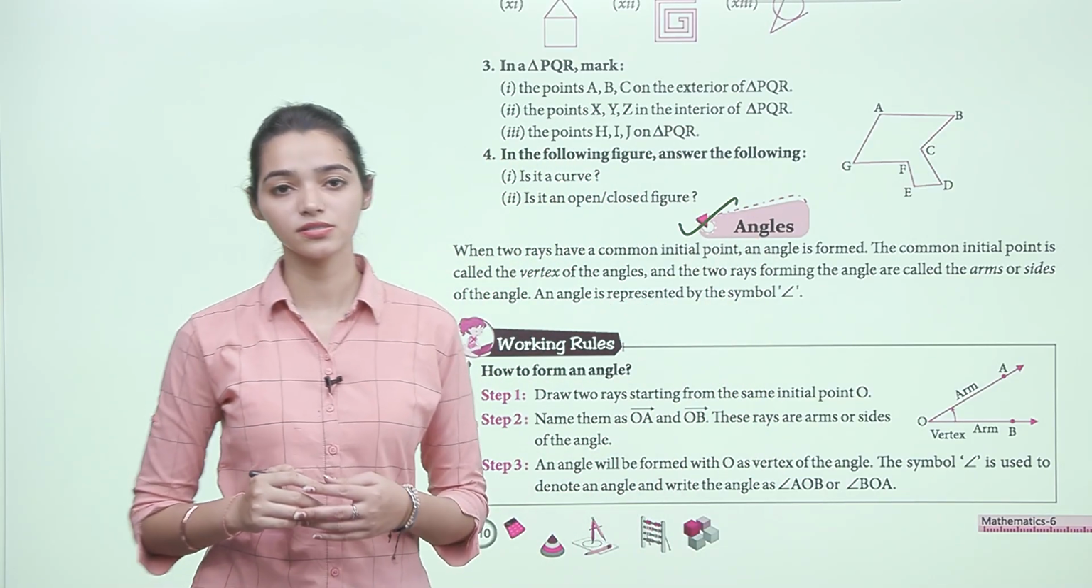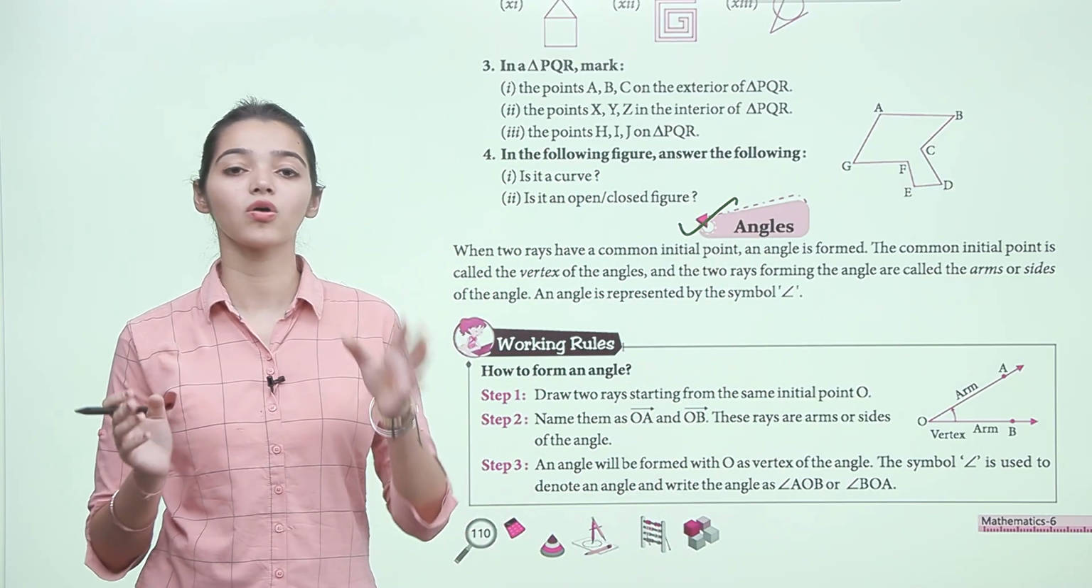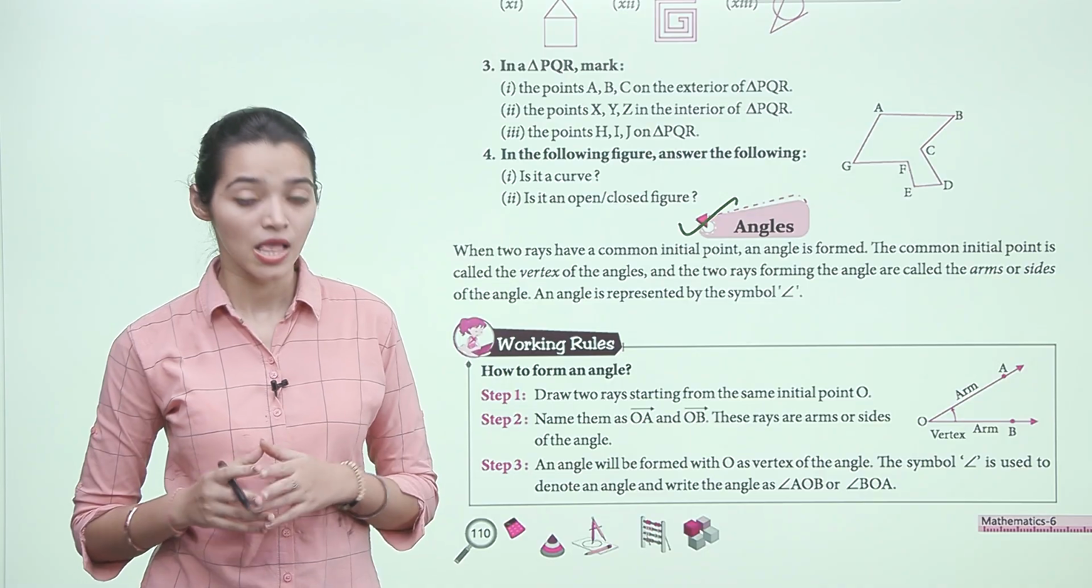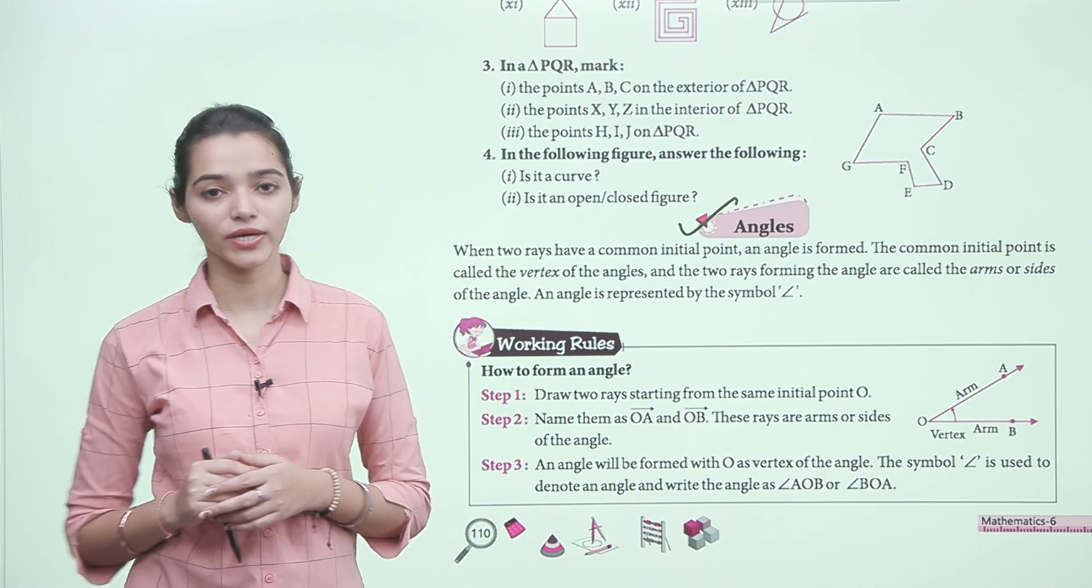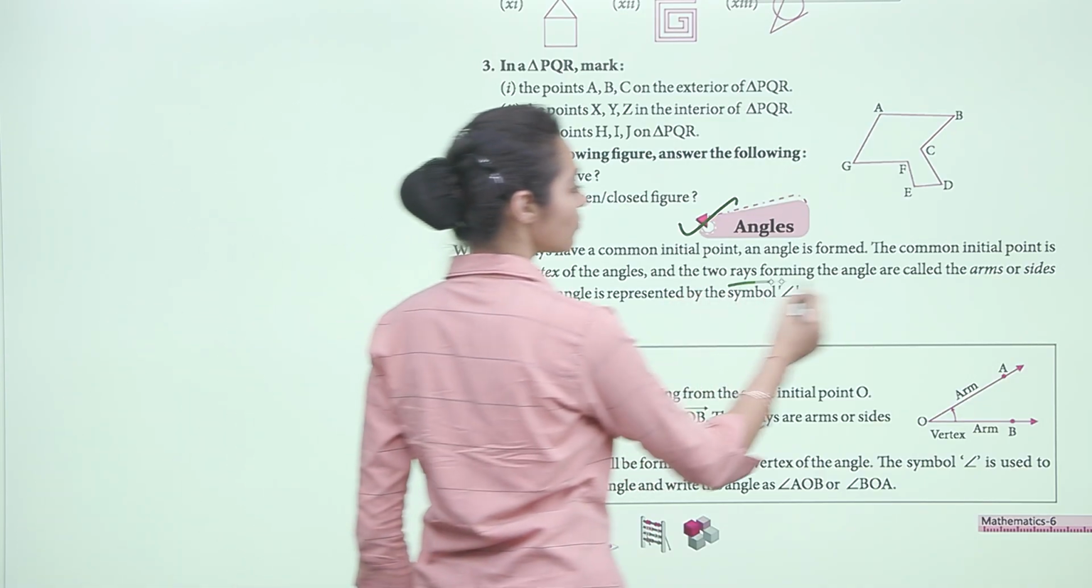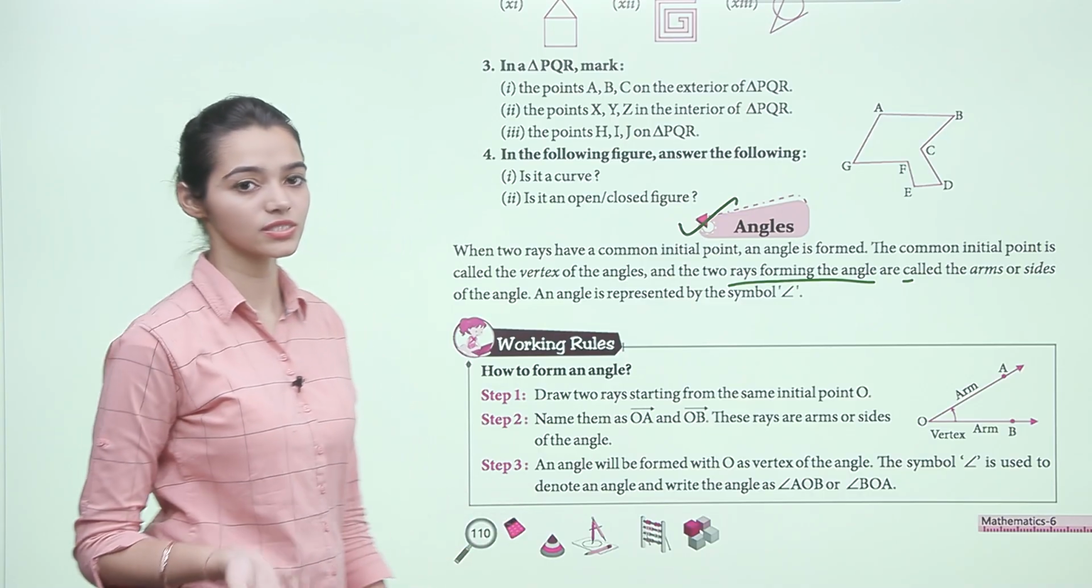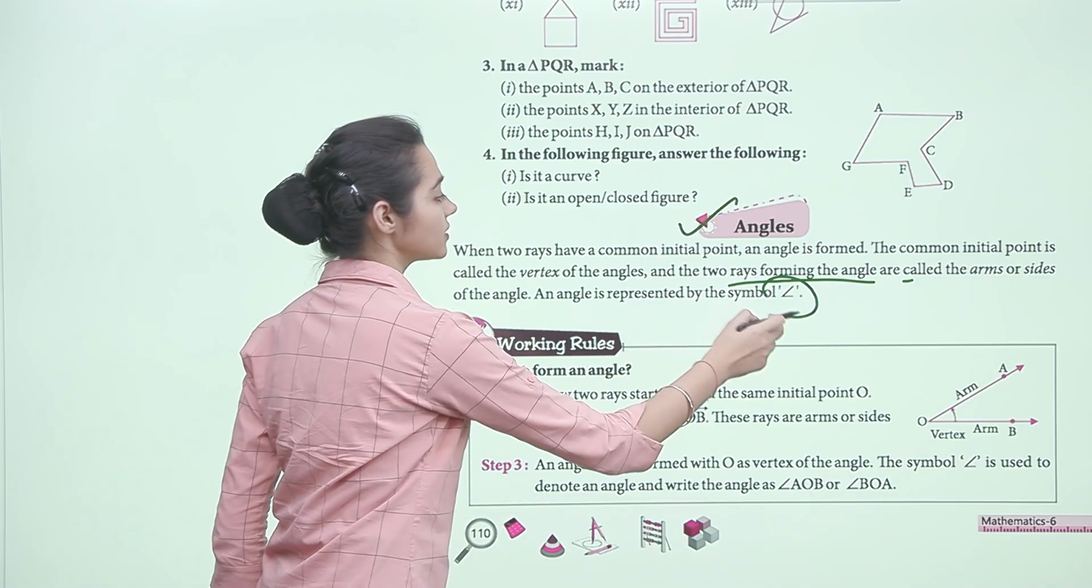Now let's start with angles. When 2 rays have a common initial point, an angle is formed. The common initial point is called the vertex of the angle, and the 2 rays forming the angle are called its arms or sides. An angle is represented by this symbol.